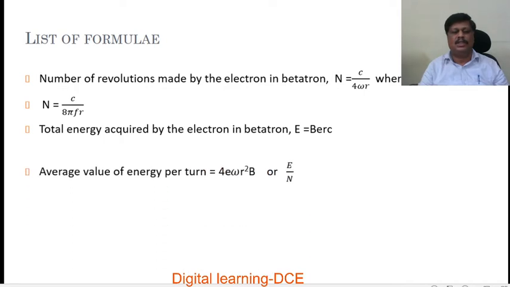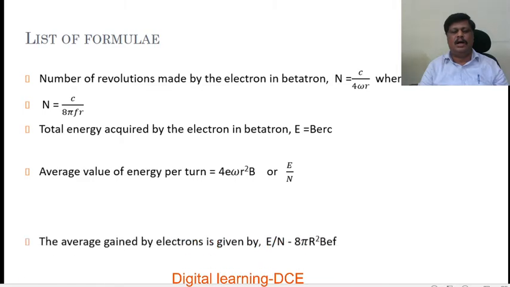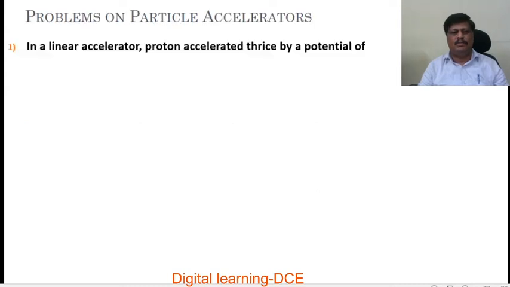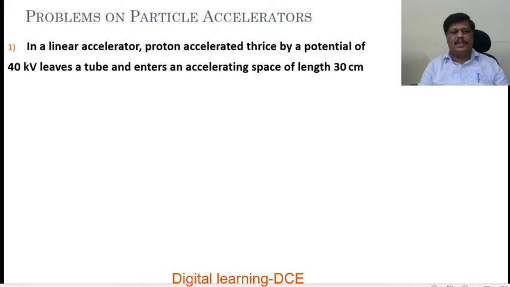speed of light. Average value of the energy per turn is given by 4E omega R square B, or total energy over number of turns N, and it is also given by E by N is equal to 8 pi R square Bef, by substituting omega is equal to 2 pi f also. So we will discuss the problems one by one.